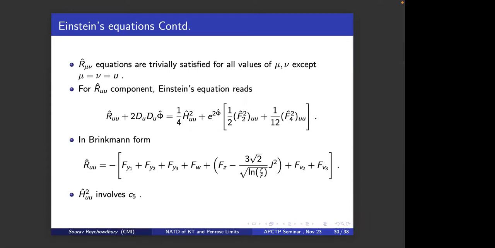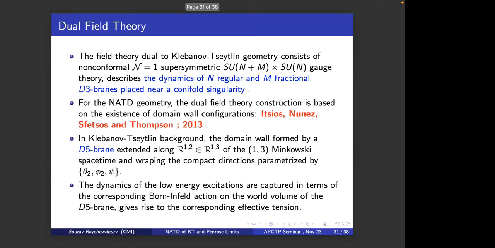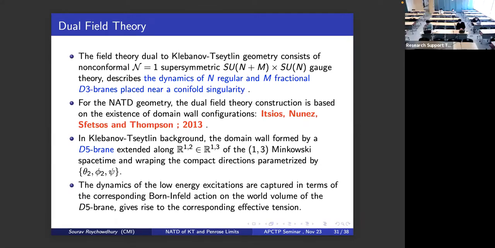So now I will talk about some field theory part. Okay, so Kangun, how much time do I have? You have 50 minutes. Oh, great.